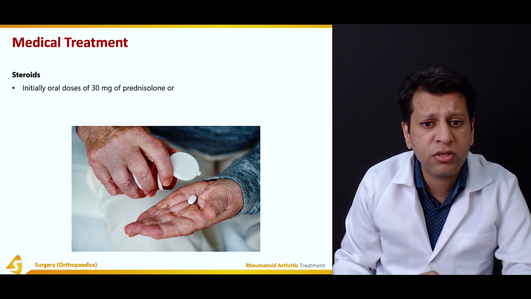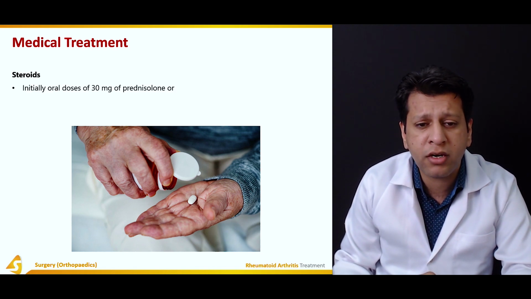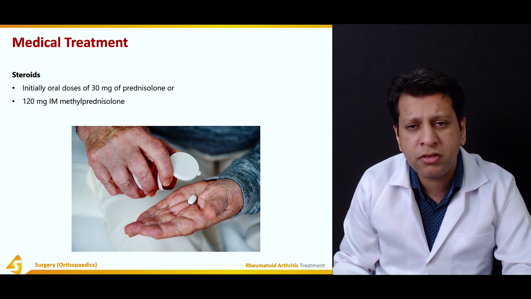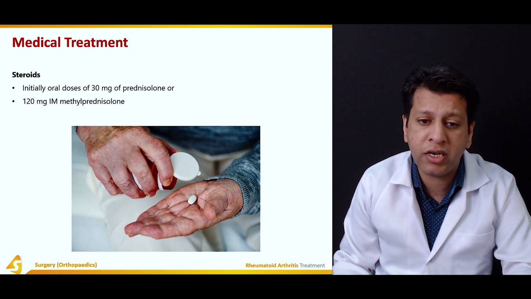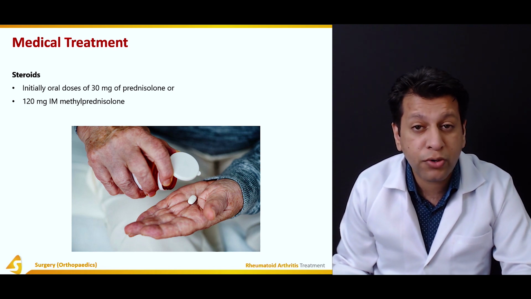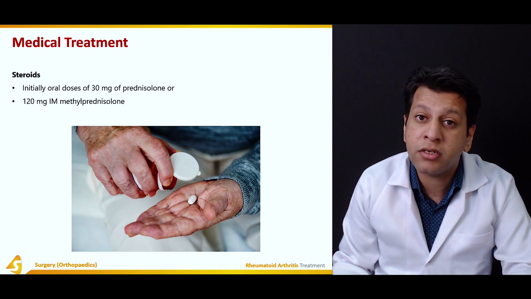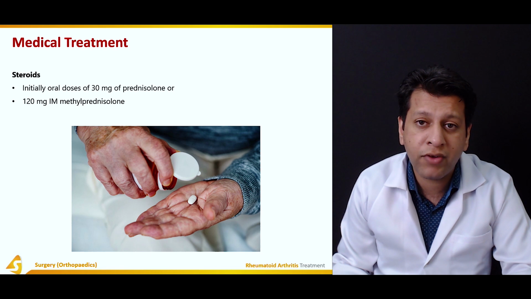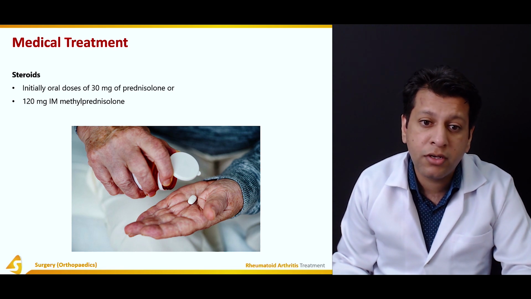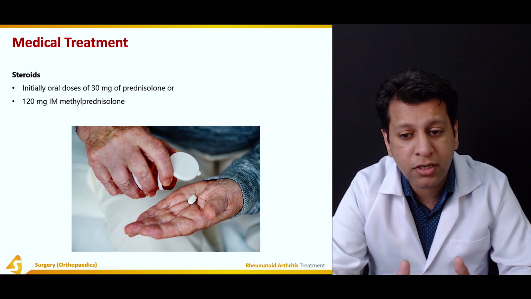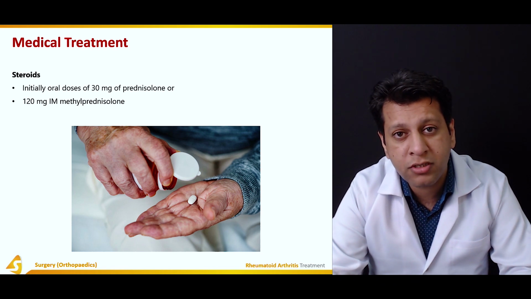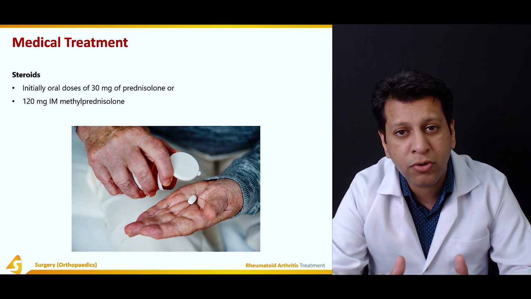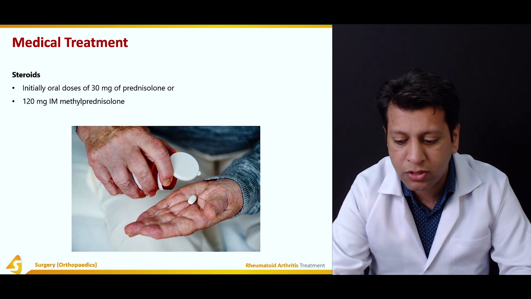Now, coming to the medical treatment, this includes steroids. Initially, oral doses of 30 mg prednisolone may be started, but if we are giving prednisolone through the intramuscular route, we can give about 120 mg. But as you know, steroids are highly effective to reduce inflammation, but they are notorious for their side effects. So we need to remember that yes, we have to give steroids to these patients, but they should be tapered off as early as possible so that the body is saved from the harmful effects of steroids.